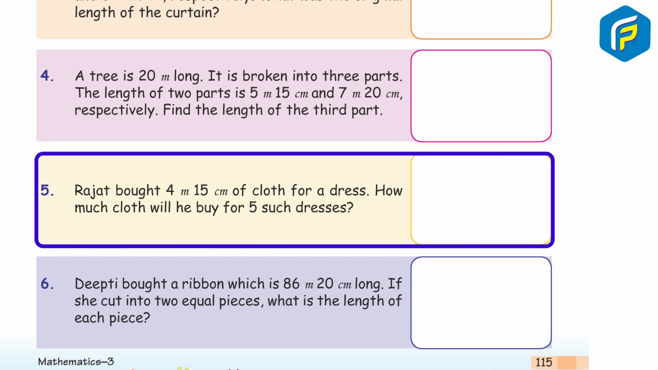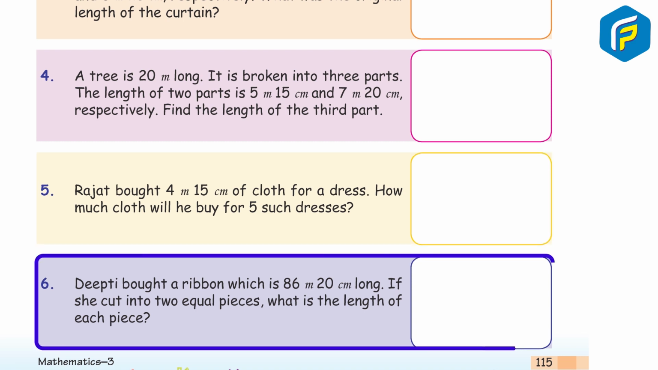Question 5. Rajat bought 4 meter 15 centimeter of cloth for a dress. How much cloth will he buy for 5 such dresses? Answer: 20 meter 75 centimeter. Question 6. Dipti bought a ribbon which is 86 meter 20 centimeter long. If she cuts it into 2 equal pieces, what is the length of each piece? Answer: 43 meter 10 centimeter.